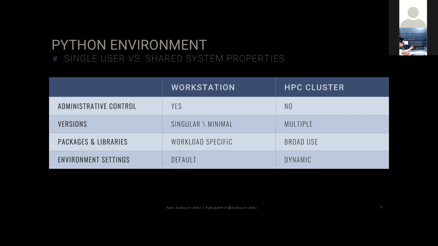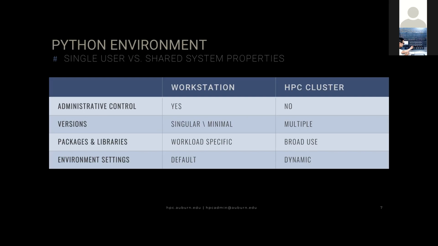What I'm talking about there is the versions. You might have a version 3.6 that you use all the time, whereas on HPC you can load 2.7, 3.6, 3.9, all sorts of different versions available. And then, as discussed, usually a minimal number of packages and libraries on your local workstation, whereas on the cluster you have lots.